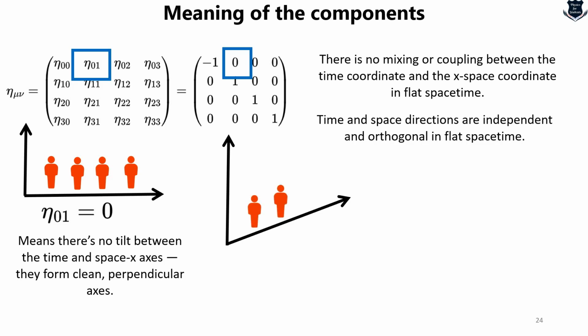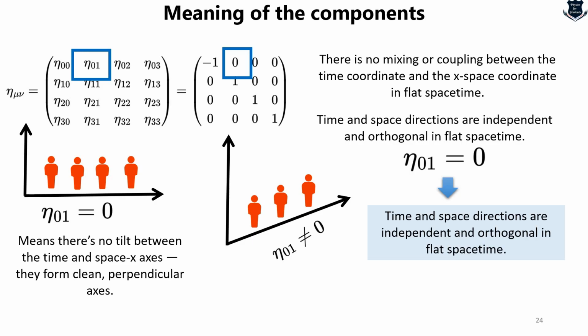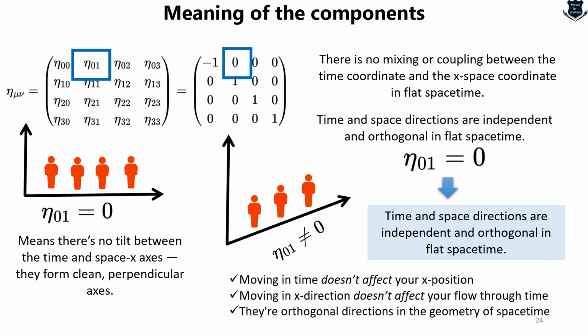On the other hand, if this x coordinate had been a little bit tilted, skewed, that means eta 0,1 would not have been equal to 0. So eta 0,1 equals 0 means time and space directions are independent and orthogonal in flat space-time. So it means moving in time does not affect your position, moving in the x direction does not affect your flow through time, and they are orthogonal directions in the geometry of space and time. So when we are talking space-time, I understand it's 4-dimensional, very difficult to imagine, but I will give you a simple figure to imagine.